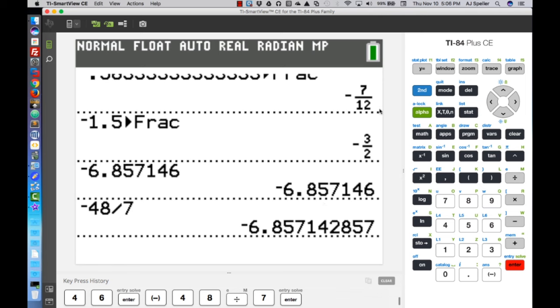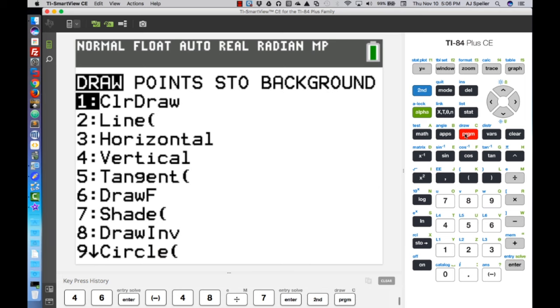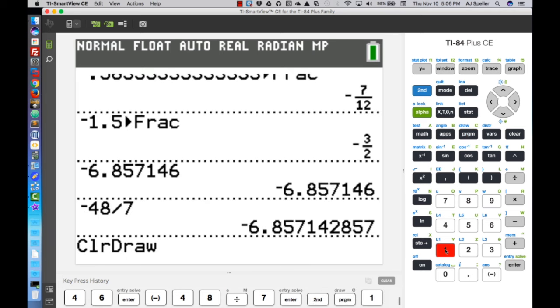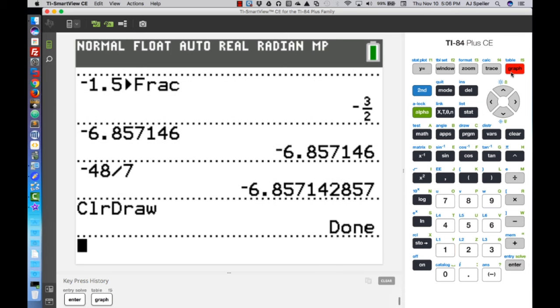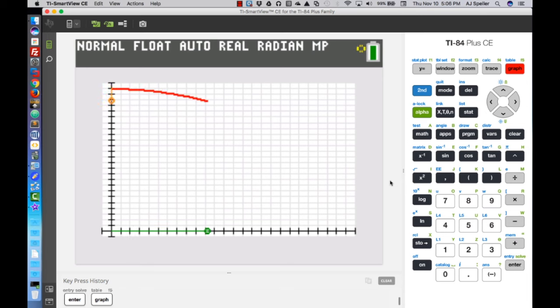All right, so what I want to do now, just as a last step, let's just go back to second and then program draw, and I want to do clear drawing because I want you to see that model one last time. So here we press graph, and we see here that everything is drawn in.